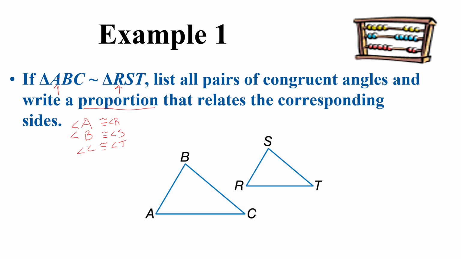So generally I work with my statement and I would start with my first two letters. AB is proportional to RS in the same way that BC is proportional to ST. In the same way that CA is proportional to TR. And so now we have a proportional statement that relates the corresponding sides.